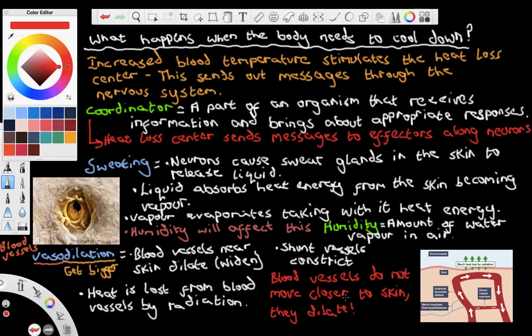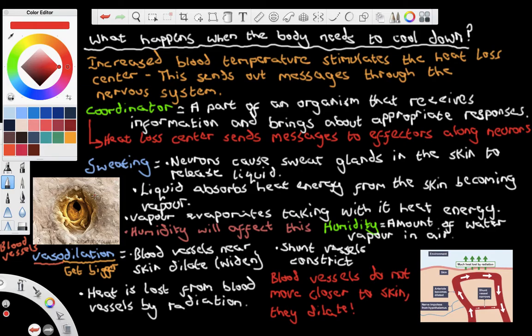So we've said that when you have an increased blood temperature, your heat loss center is activated. It sends messages through the nervous system. In this way, the heat loss center acts as a coordinator, a part of an organism that receives information and brings about an appropriate response. So the heat loss center will send messages to effectors along neurons. Effectors will bring about sweating, where neurons cause liquid to be released by the millions of sweat glands found on your skin. The liquid absorbs the heat energy from your skin and becomes a vapor.